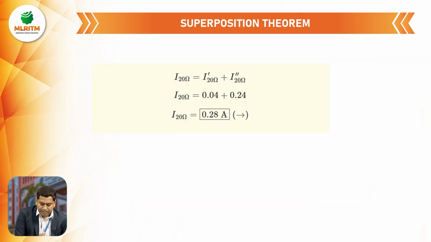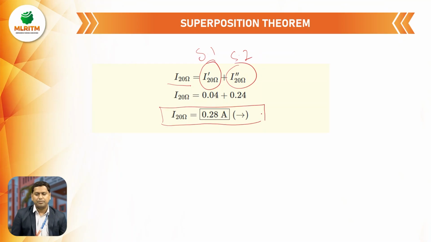So finally, the I20 ohm is equal to the source 1 current plus the source 2 current. Finally, I get I20 ohm equal to 0.28 amperes. Thank you.